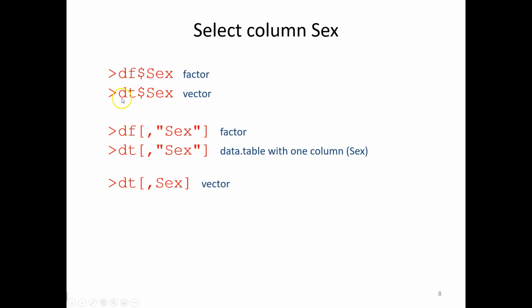If you do the same thing for the data table, dt$sex, you get the sex column as a vector, because that's a character mode vector, because fread doesn't convert things into factors.